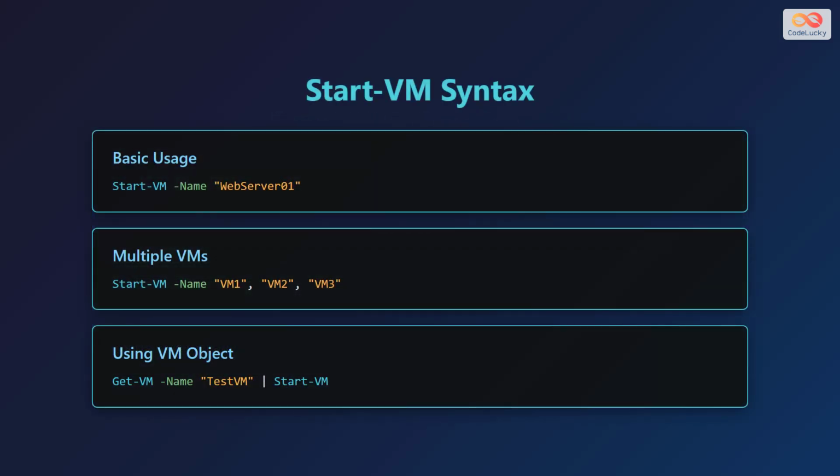Now let's look at the syntax for Start-VM. The most basic usage involves the -Name parameter followed by the virtual machine name in quotes. For example, Start-VM -Name "WebServer01". You can also start multiple virtual machines at once by providing a comma-separated list of names. Additionally, you can use the pipeline to pass VM objects from Get-VM directly to Start-VM, which is useful when working with filtered results or collections of virtual machines.